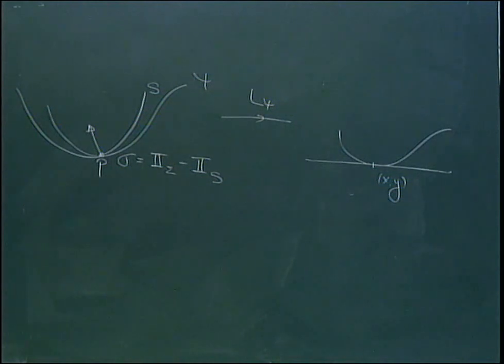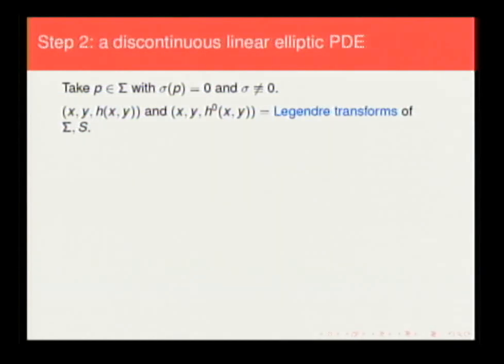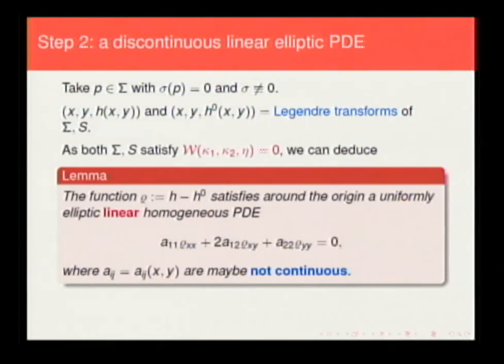Okay, in these conditions, we consider the Legendre transforms of our surface sigma and also the transform of S. And using that, we have the same equation, W of K1, K2, and eta equal to 0, we can rewrite everything in terms of the xy coordinates, and we obtain that the difference between the heights of the transforms satisfies this equation. It is important here to observe that this equation is uniformly elliptic, but the coefficients probably are not continuous. Okay?